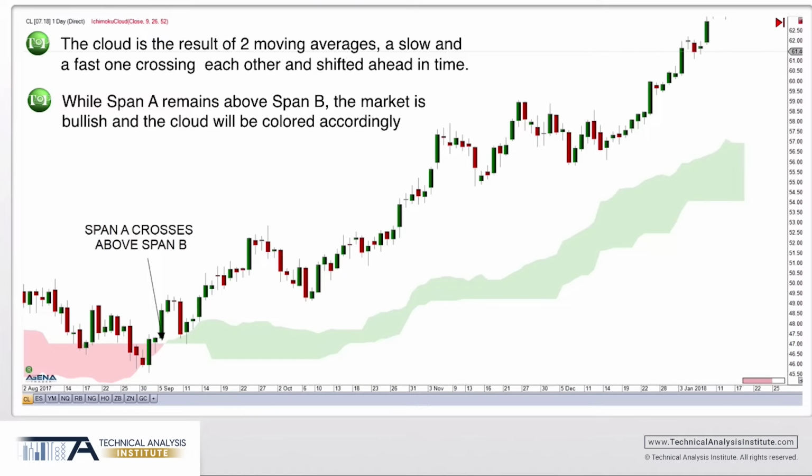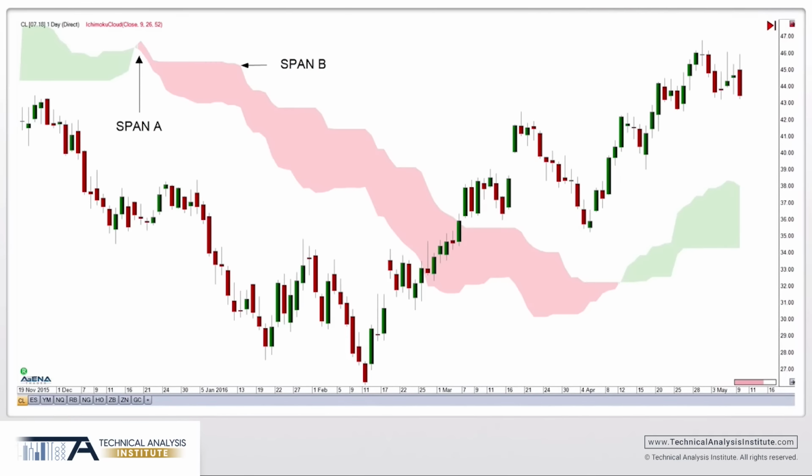In the case here, my platform colors it green for bullish and red for bearish, but other platforms will have different colors. When span A is below span B, it means that prices are falling faster in the short term. This is bearish, and the cloud will be colored accordingly. Here on this trading platform, the color to indicate a bearish market is red. Generally, if the market is in an uptrend, the cloud will be rising, and if it is in a downtrend, the cloud will be falling.